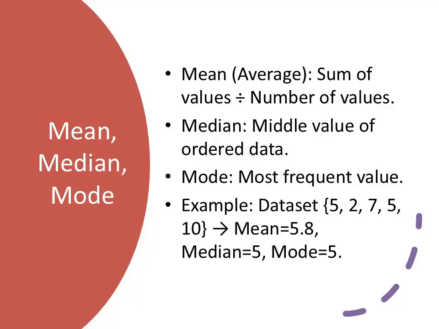For example, in the dataset 5, 2, 7, 5, 10, the mean is 5.8. The median after ordering the data is 5. The mode is also 5, since it appears twice. Each of these measures tells us something slightly different about the data, and together they give us a fuller picture.